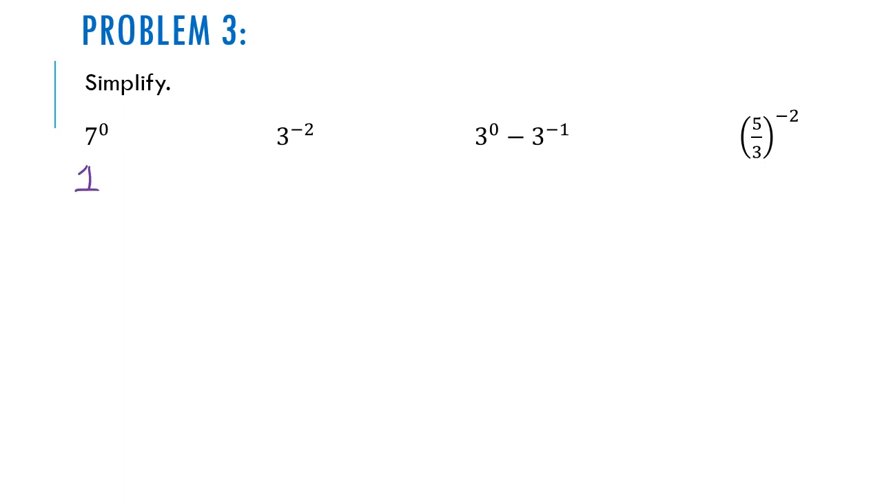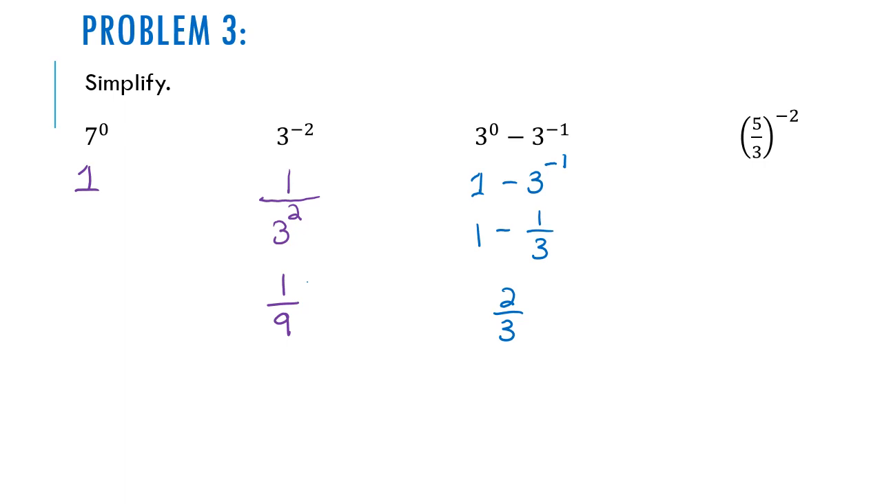We have 3 to the negative 2. We can move that negative exponent into a positive by shifting it to the denominator. So we technically have 1 over 3 squared, which is really just 1/9. Okay, and then we have 3 to the 0 minus 3 to the negative 1. One thing we know is that 3 to the 0 power is the number 1. We want to make this negative exponent into a positive. So technically this is 1 minus 1/3, and 1 minus 1/3 is 2/3.